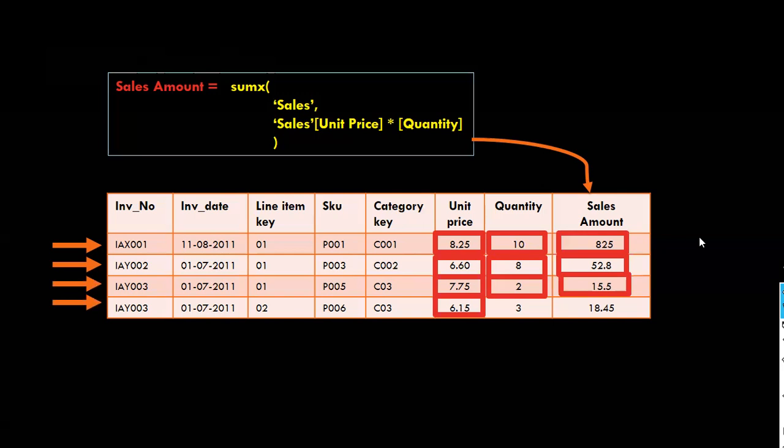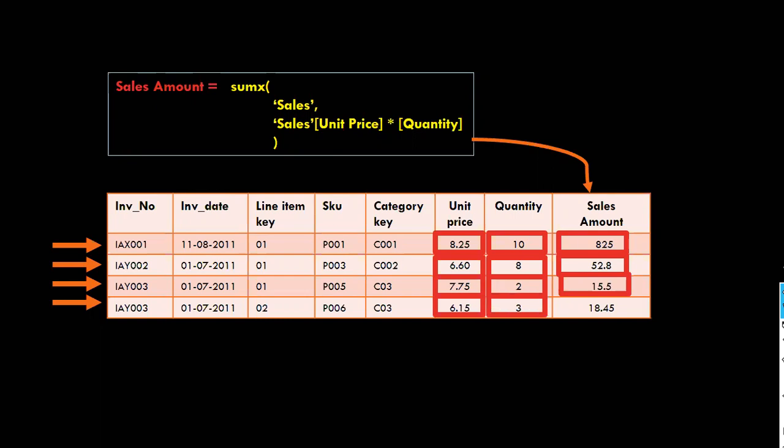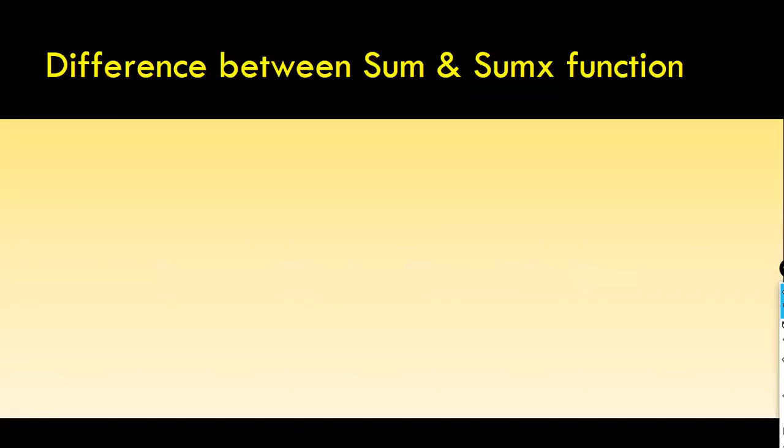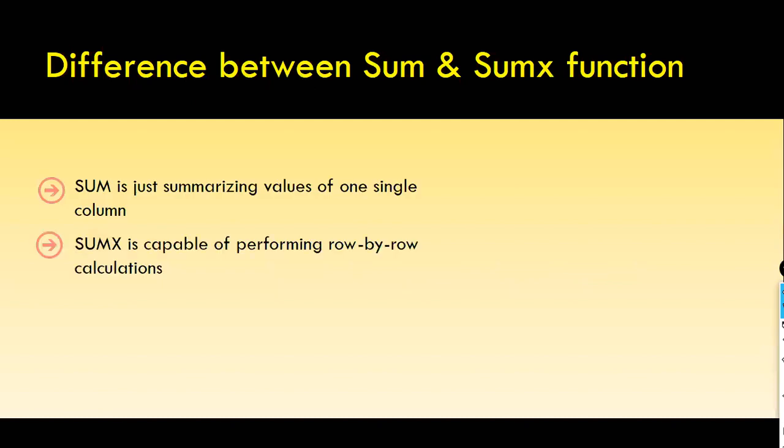So SUMX is an iterating function, and SUM is an aggregator function. Using SUMX also, we can do the aggregation. Like SUMX, you have various other aggregation functions available, like MAXX, MINX, AVERAGEX, and so on. The average related functions, we'll take a look at a little later. And the next one is the difference between SUM and SUMX function.